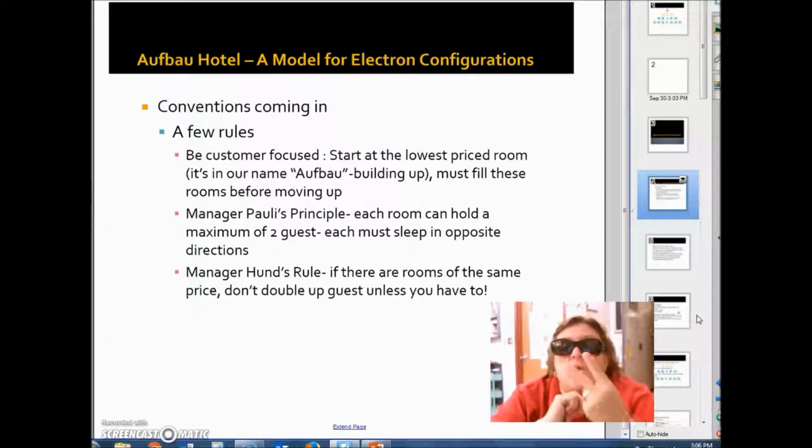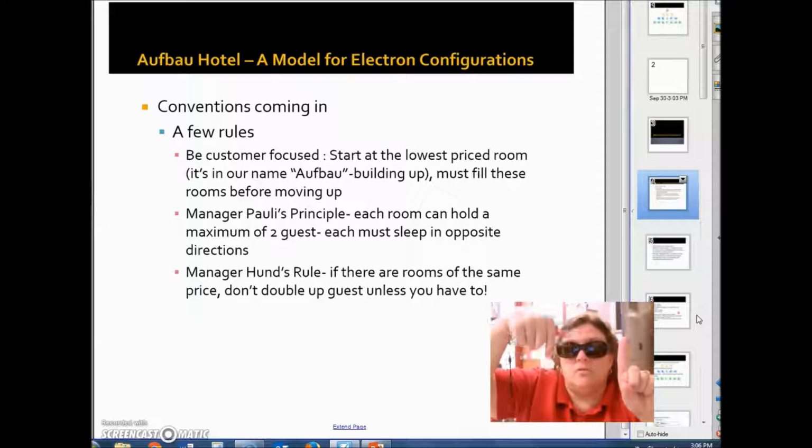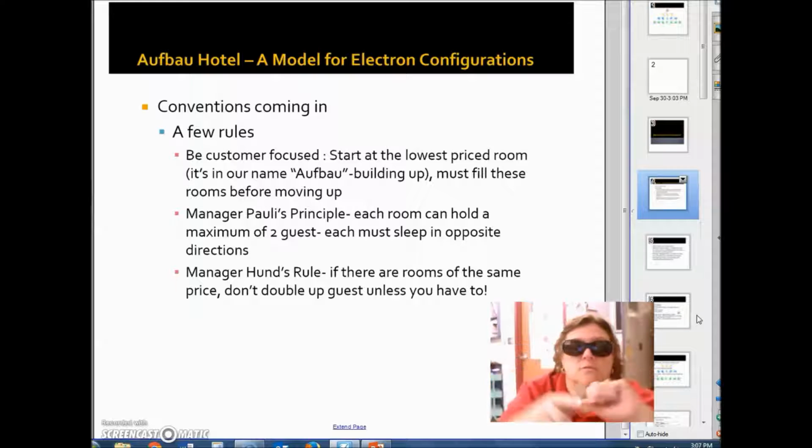In addition, in the room there are 2 beds. You've got to have 1 electron sleeping in a bed with his head facing the doorway, and the other in the room facing opposite the doorway. So they're not sleeping both heads up. One's heads up, one's heads down. Manager Hund says that electrons spread out to become more stable. So you don't double up hotel rooms until you have to. At some point you will have to double up.